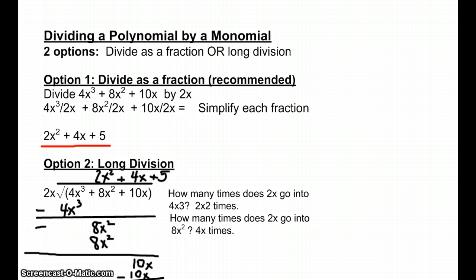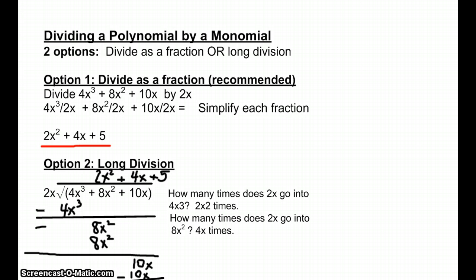So you put that term 2x squared on top of the 8x squared term, because you want to keep all your exponents lined up. When you multiply 2x by 2x squared, you get 4x cubed. So you subtract that out and then bring down the next term, which is 8x squared. Then you ask yourself, how many times does 2x go into 8x squared? It goes in 4 times. So you multiply 2x by 4x and you get 8x squared.